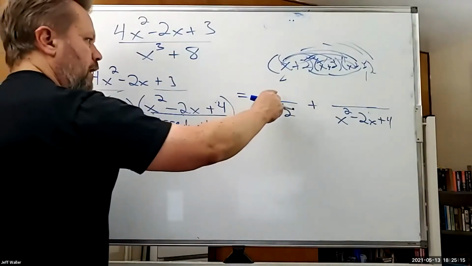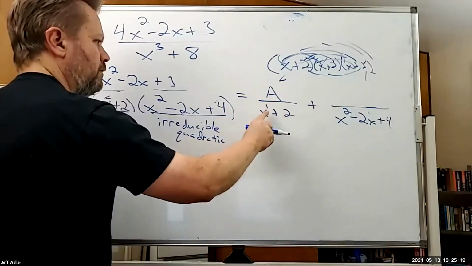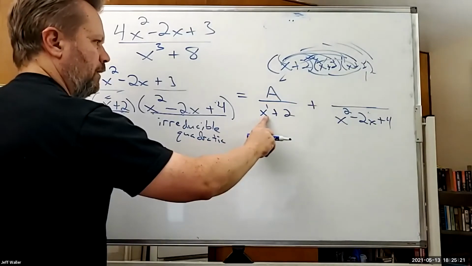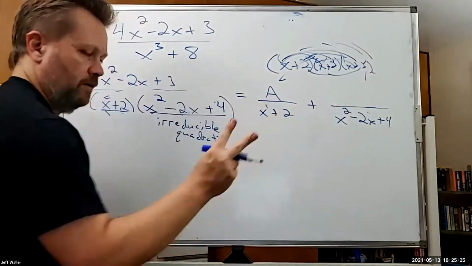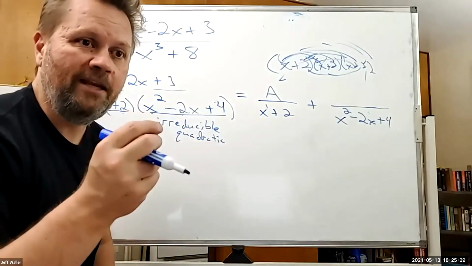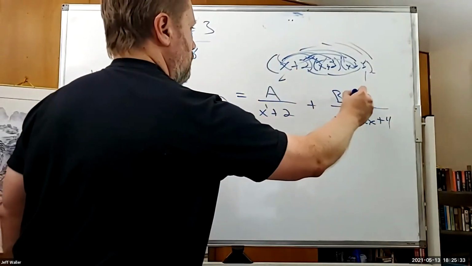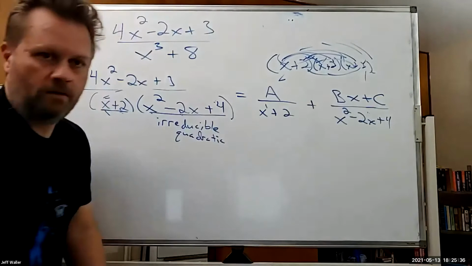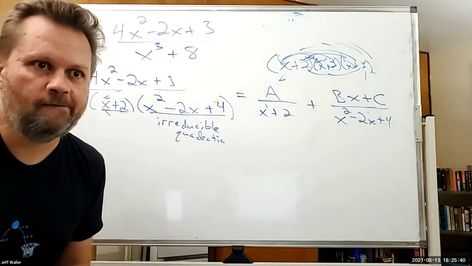So what goes on top of this is a constant because that's 1 degree below what's here. So what has to go up here? What's the bottom degree? 2. It's the second degree. So what's got to go on the top? Linear. So the top has got to be, you got to be kidding me, Jeff. No, I'm not.